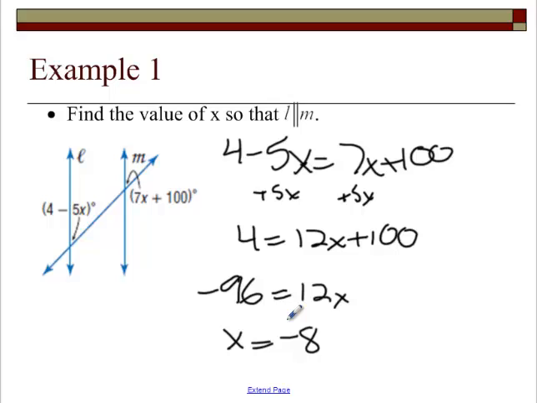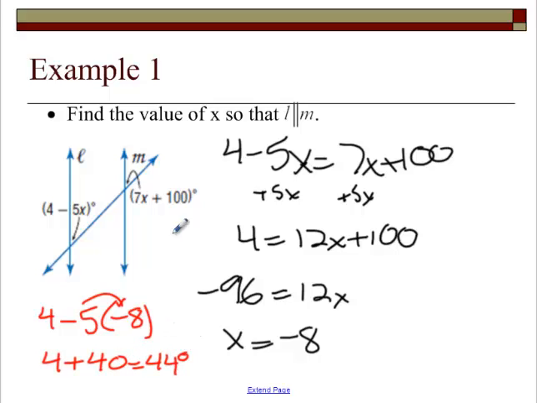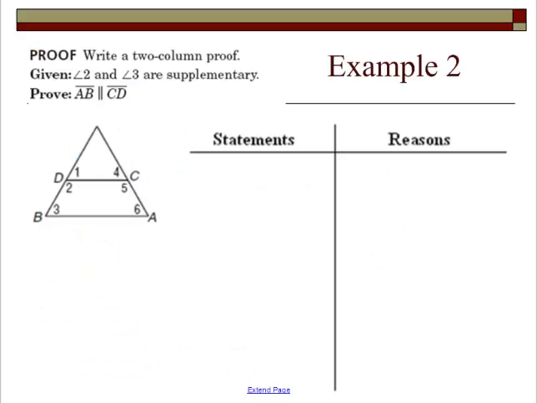Alright, now because it's a negative number, it kind of worries me. I want to make sure that it's going to give me a positive result for my angle. It's okay to have a negative x, but you can't have a negative angle. So if I take 4 minus 5 times negative 8, and plug it in, I'm going to distribute the negative 5, so I actually get 4 plus 40. So each angle is 44 degrees. If you do this one also, you do get 44. So they end up being congruent, which means because they're congruent, the lines are parallel.